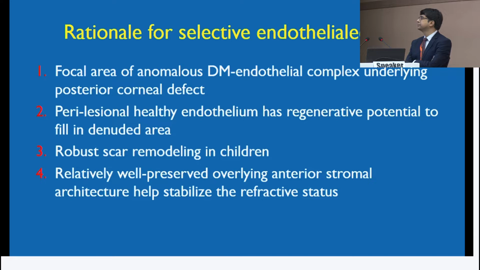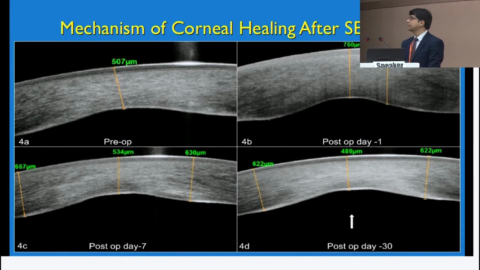Once we remove this anomalous layer, the perilesional healthy endothelium tends to regenerate and fill the denuded area, leading to the resolution of the corneal edema. And also robust scar remodeling in children, together with the overlying well-preserved anterior stromal architecture, helps in the rehabilitative journey of a child. We documented the postoperative healing response after SEPA using high-resolution anterior segment OCT.